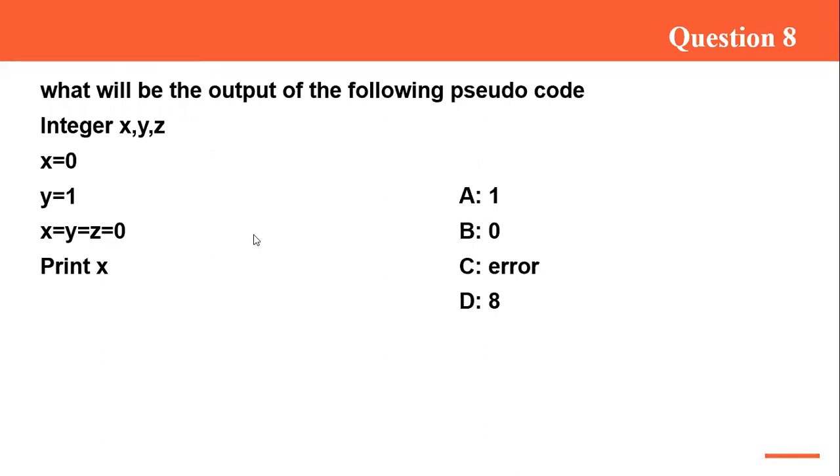I think here the problem is everyone is stuck with only two options. I guess everyone knows that the answer is not 8 and not 1. The problem is between 0 and error. That's the confusion we have.